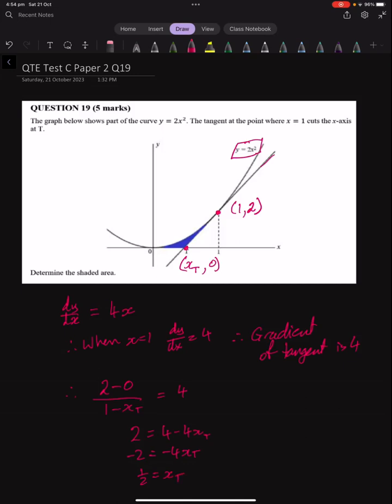You could just use rise over run and say it's gone down 2. How far backwards would it go? Well, if the gradient's 4, 2 divided by a half gives you 4, and you could have got a half straight away just using your head. That would have been fine too.